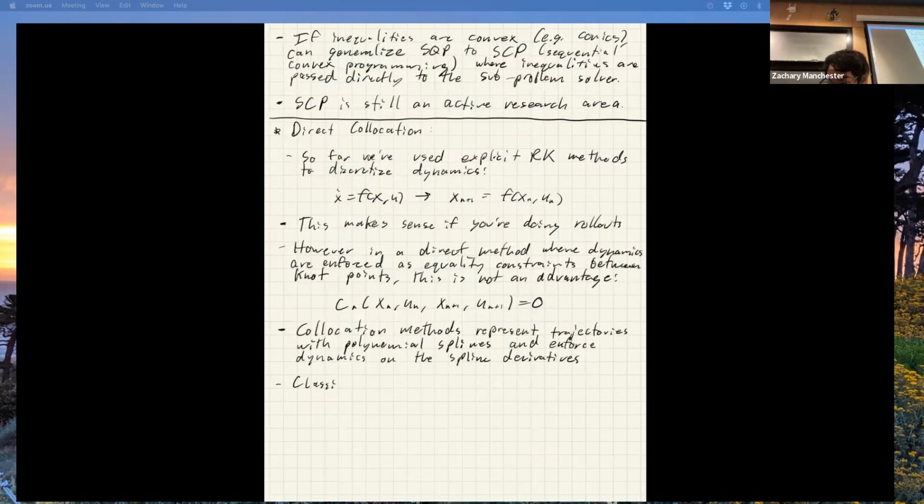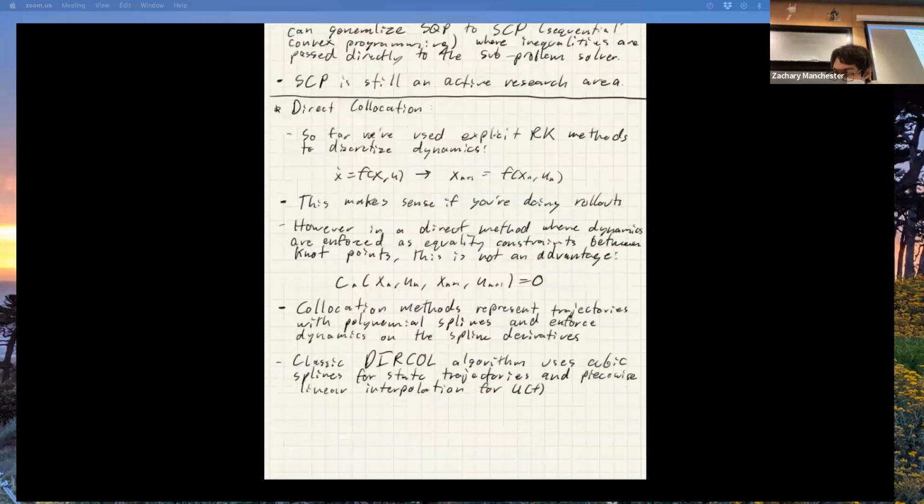So the classic algorithm, what's called DIRCOL, the direct collocation, uses cubic splines on the states, and it turns out it uses piecewise linear interpolation, aka first order hold, for the u's. I don't know, that's just what it is.